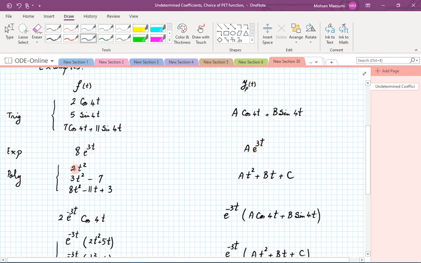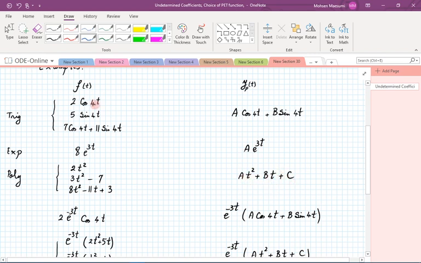If the right hand side is just a pure polynomial, here are some examples of second order polynomials. This one is just t squared, this is t squared and a number, this is t squared and a t and a number. In all three cases, your trial function, your y particular, is going to be a complete second order polynomial, at squared plus bt plus c.